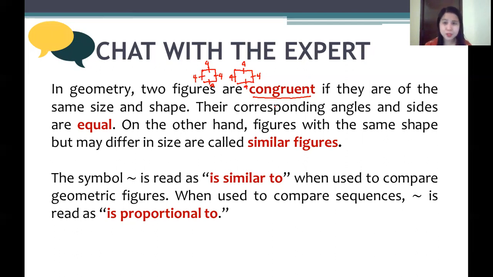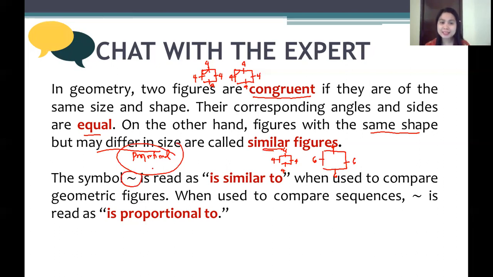In congruent figures, their corresponding angles and sides are equal. So the sides are all equal, the angles are all equal. However, if figures have the same shape but may differ in size, or we say they have proportional size, then we call them similar figures. For example, a square has 4 in each of its sides. Another one measures 6 in each of its sides. You see, they have the same shape, right? They're both squares, and their sides are not the same, but they are proportional, like 4:6. So we call these 2 similar figures.